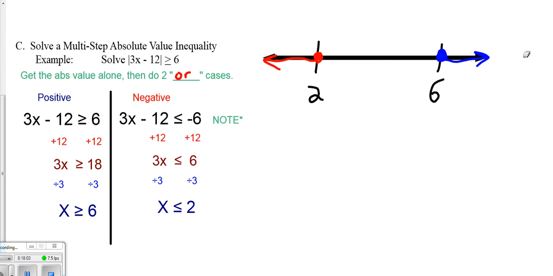If we wanted to pick something bigger than 6 to check it and make sure it works, let's try 10. 3 times 10 is 30. Minus 12 is going to be 18. Is 18 greater than or equal to 6? Yes. That's why all of this area works.